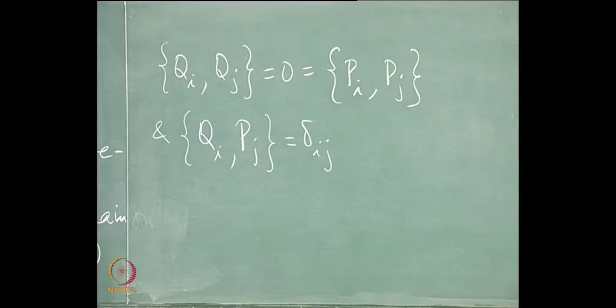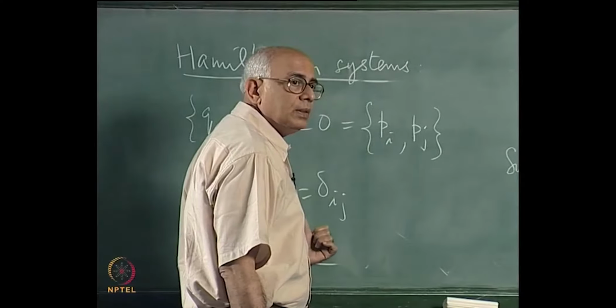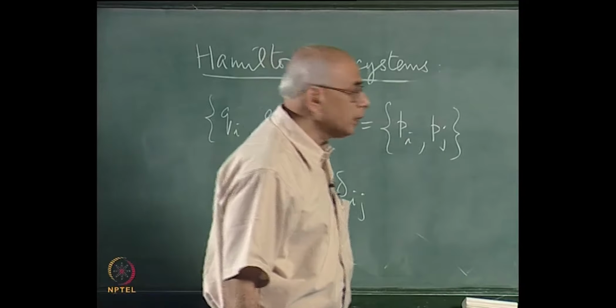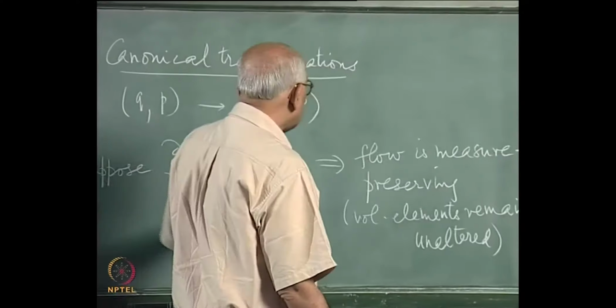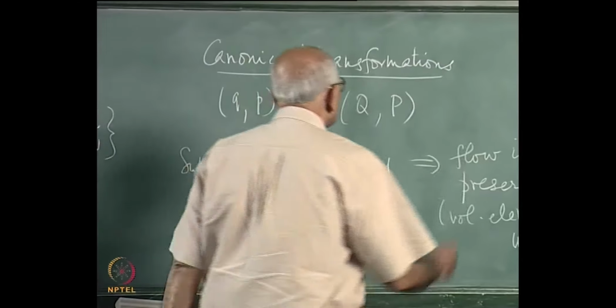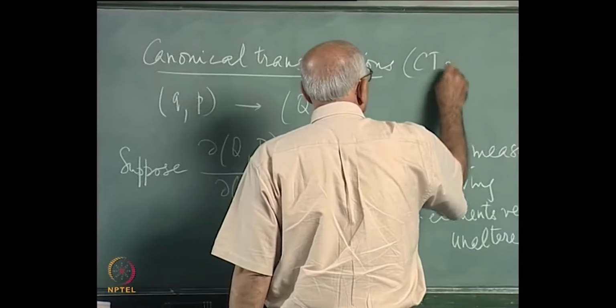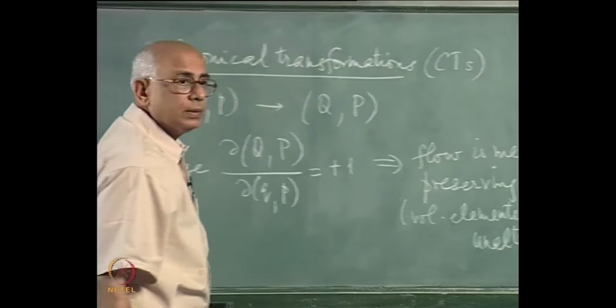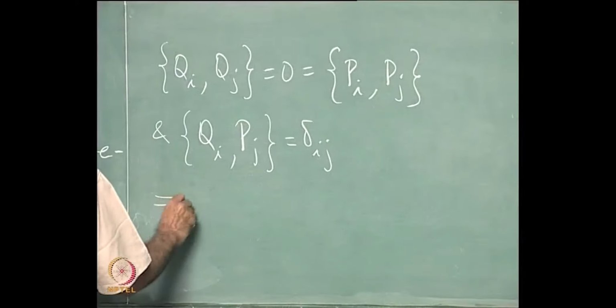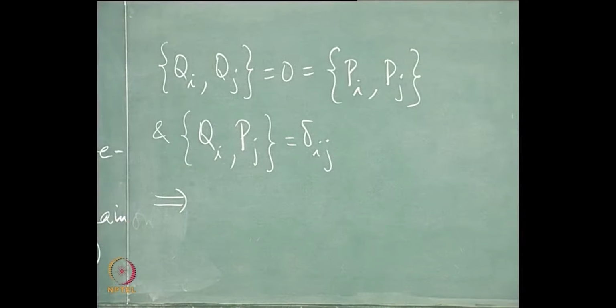One is then guaranteed, if this happens, that the structure of Hamilton's equations is also unchanged under this change of variables. This is not hard to show. Such transformations are called canonical transformations. I will abbreviate them by CT at various points. Together these properties imply that the structure of Hamilton's equations does not change.